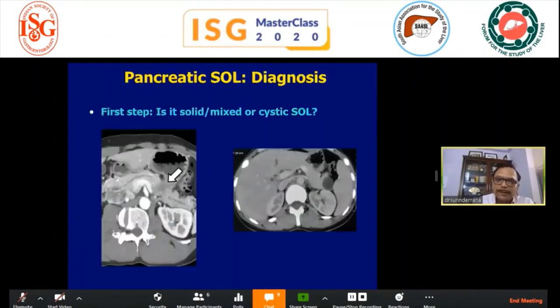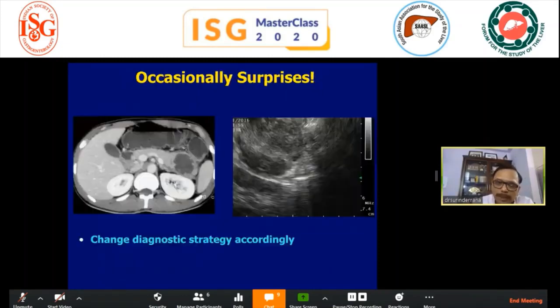So what's the first step? Whenever a patient comes to you with a space occupying lesion, obviously he'll be carrying an imaging modality. So first thing is to find out whether it's a solid, mixed, or a cystic space occupying lesion, because the diagnostic approach for both these broad categories of space occupying lesion is different. And on a CT scan, it is usually easier to differentiate between an ill-defined hypodense solid mass lesion and a well-defined cystic lesion. But then this is not always true, and sometimes you should be prepared for surprises.